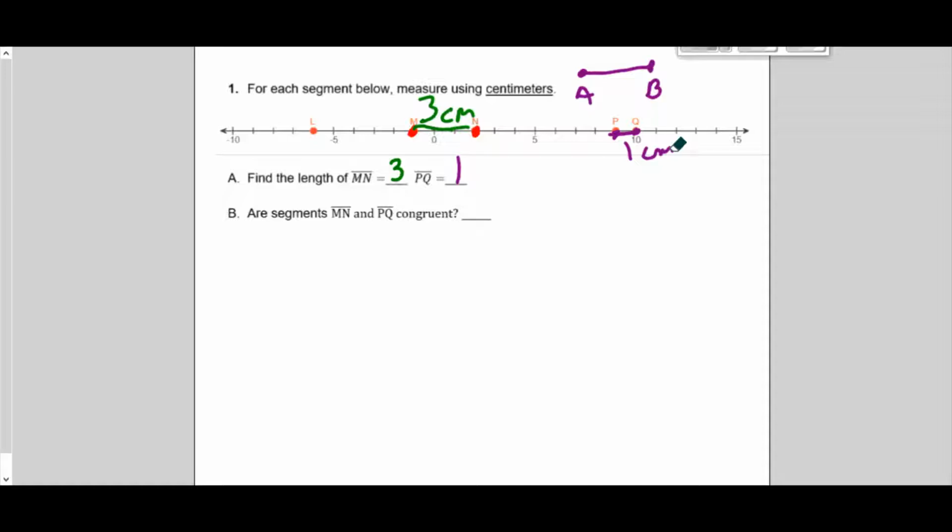Now for part B, are segments MN and PQ congruent? Remember, we defined this term, and we used it a couple times in area, but we're going to use it a lot more now. Congruent means they have the same measure. So if in part A, MN is 3 and PQ is 1, those are not the same, so these are not congruent. Now, if those were both 3, then I would say that these are congruent. Or if they were both 1, I could say they were congruent. But since these are not the same number, these are not congruent.